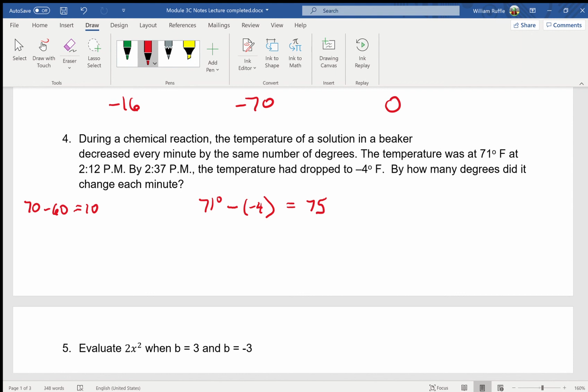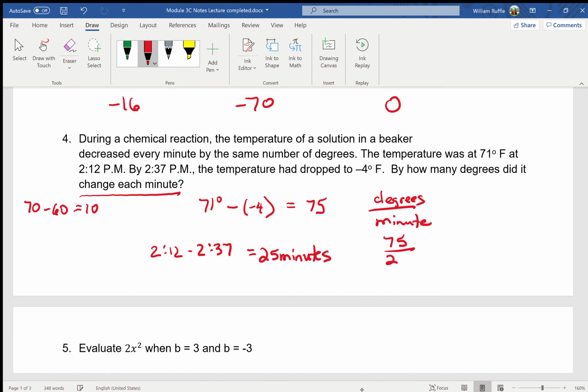If I want to find out how many degrees change each minute, well, how many minutes occurred? We went from 2:12 to 2:37, so this is 25 minutes. So if we wanted how many degrees it changed per minute, really I'm doing degrees per minute. So it changed 75 degrees over 25 minutes, which reduces to 3 degrees per minute.